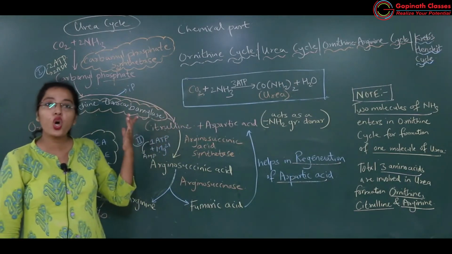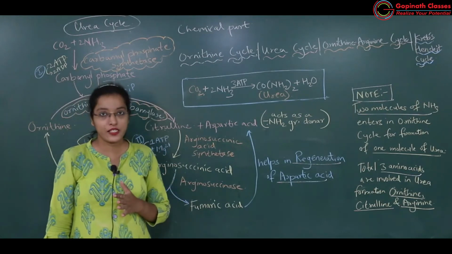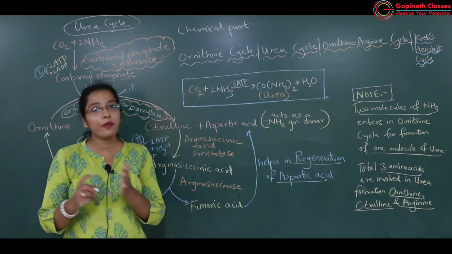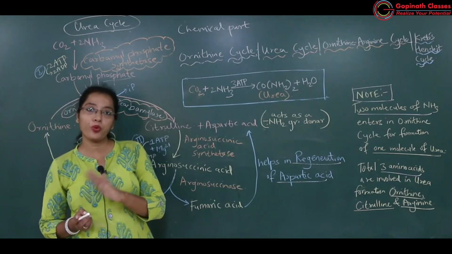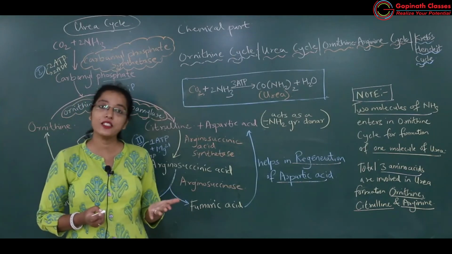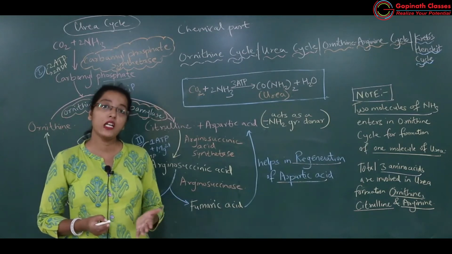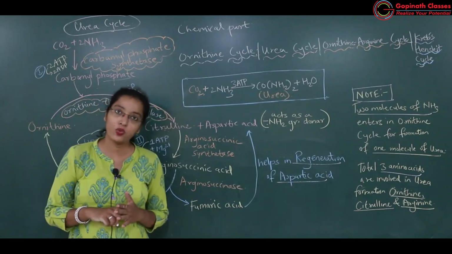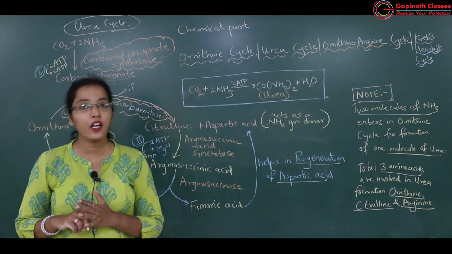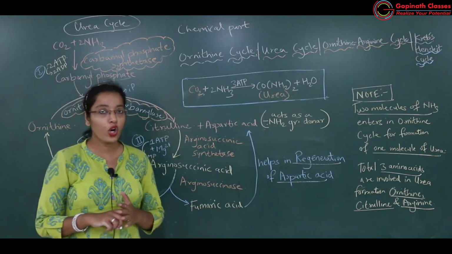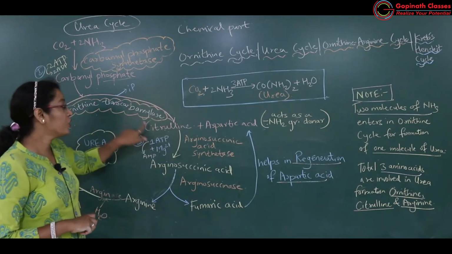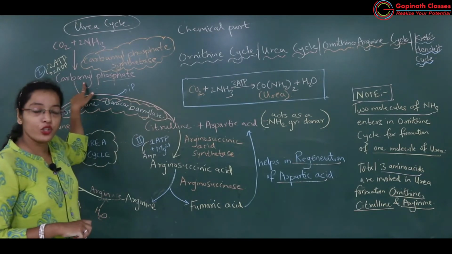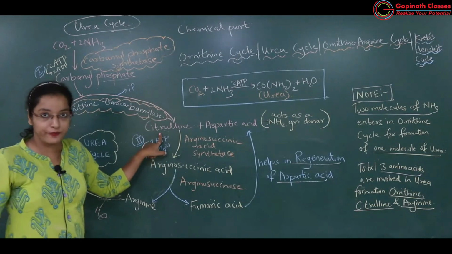So ornithine transcarbamylase will speed up this reaction, and likewise citrulline is formed. Citrulline is also a non-protein amino acid. Proteins are made up of amino acids, but all amino acids do not form proteins. There are certain amino acids which do not form protein. Such amino acids are known as non-protein amino acids. So ornithine is a non-protein amino acid, which will react with carbamyl phosphate to form citrulline.